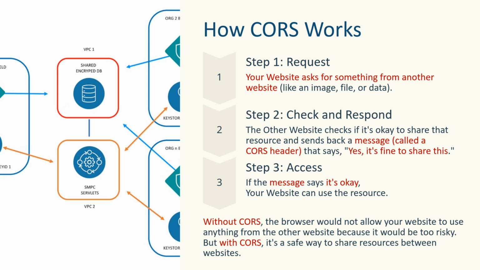How does CORS work? Your website asks for something from another website, like an image, file, or data. The other website checks if it is okay to share that resource. If it is okay, it sends back a message called a CORS header that says it is fine to share this. If the message says it is okay, then your website can use that resource.